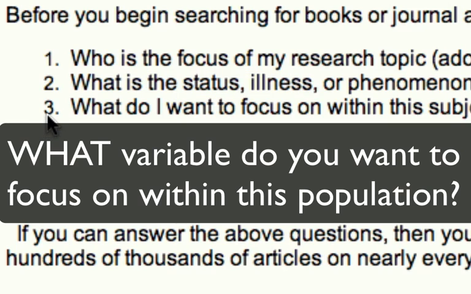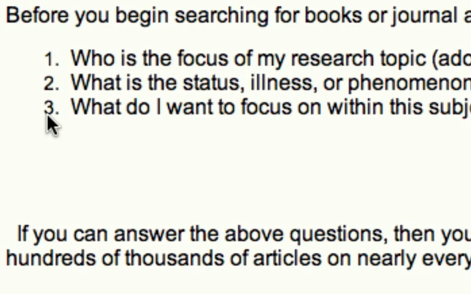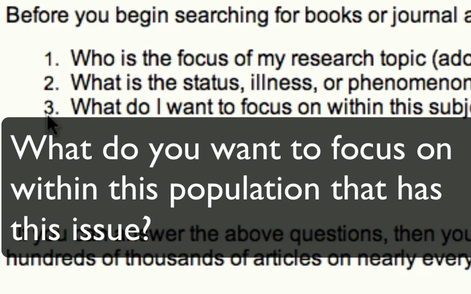And then the third question, what do I want to focus on within this subject? Are you talking about treatment options, socioeconomic factors, the absence of something, the prevalence of something? So who are we dealing with? What is their issue, or what makes this population special? And then you have to ask yourself, what do I want to focus on within this subject?